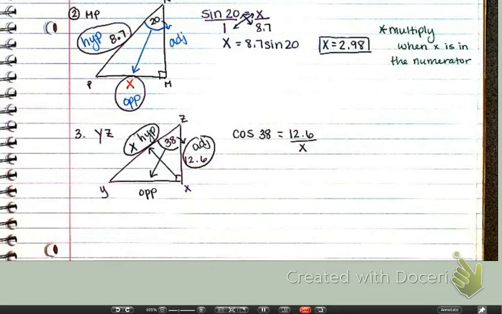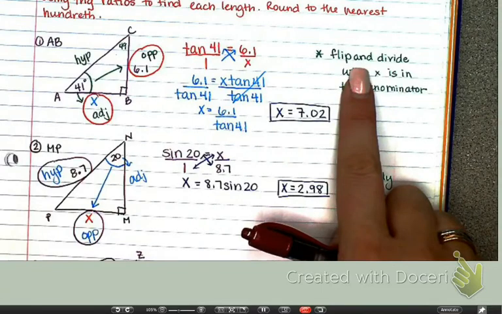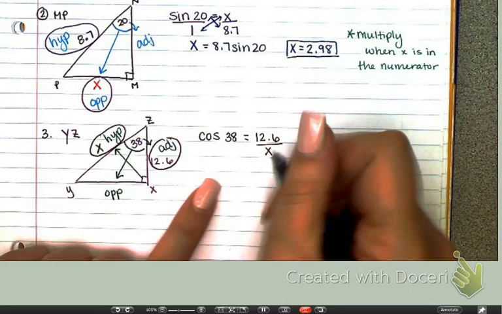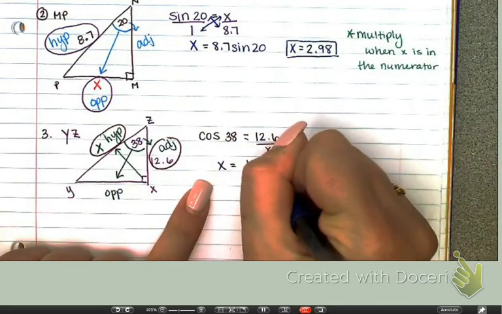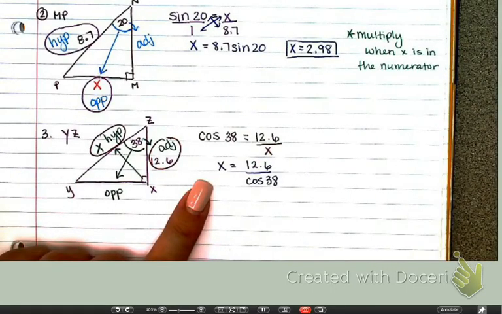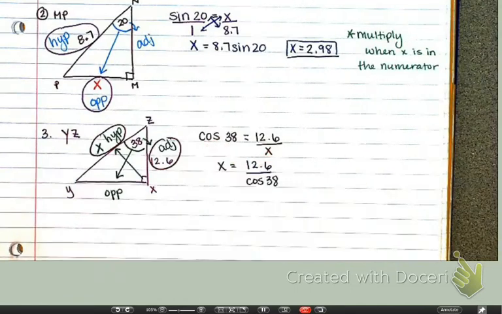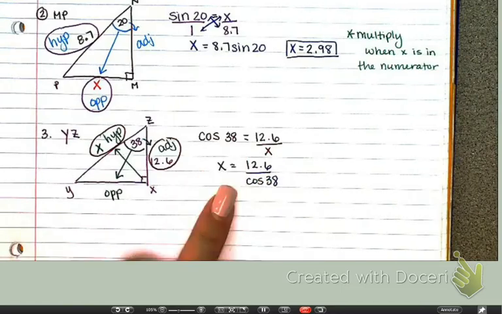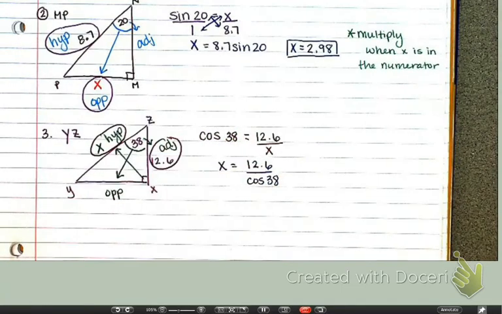Okay, so watch what happens. We're going to use that little trick I just showed you. Where's my variable located? In the denominator. So the trick says to flip and divide. So watch what I flip. Ready? X equals 12.6 over the cosine of 38. I just flip those two things and divide. Everyone see what flipped? If you want to do the dividing part and do all the work, you do you. But you're eventually going to get to this. So flip and divide.